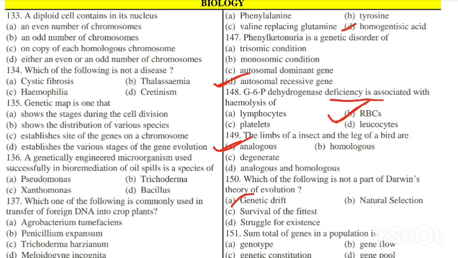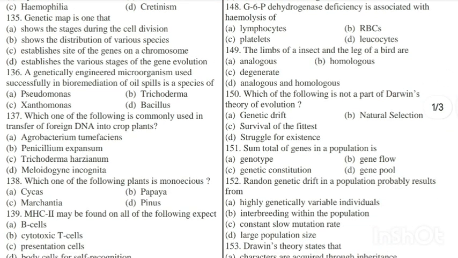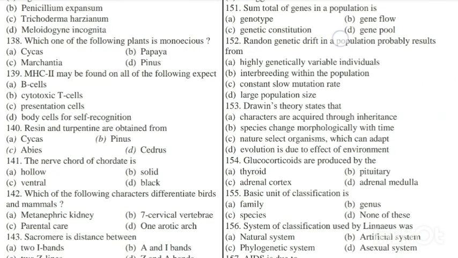Which of the following is not a part of Darwin's theory of evolution? It is genetic drift. Next question. Sum total of genes in a population is called the gene pool. Here option D is the correct one. Gene pool.